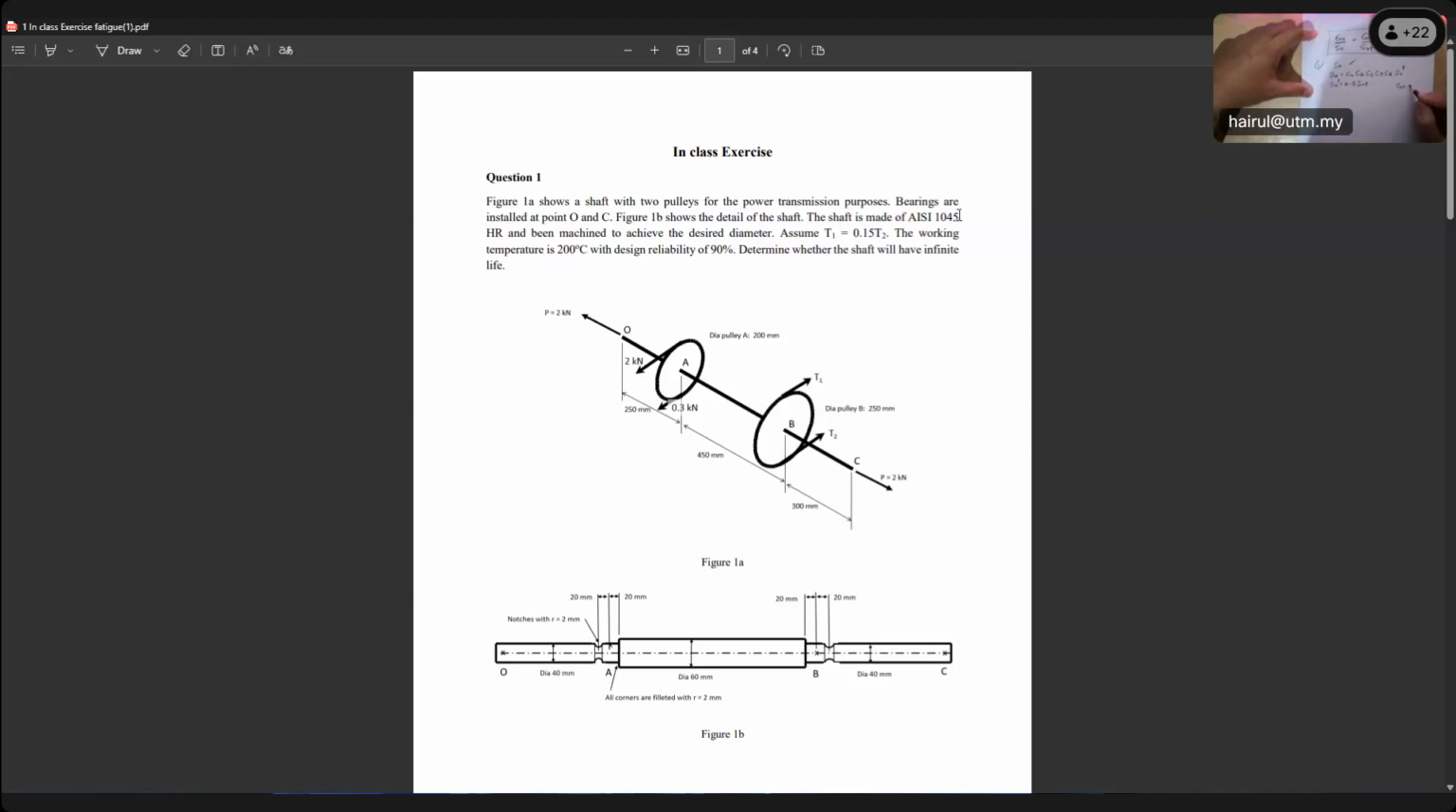What is the SUT? Class, are you there? Class, are you with me or not? Yes, sir. What is the SUT value? Quickly. What is the SUT? How much, class?